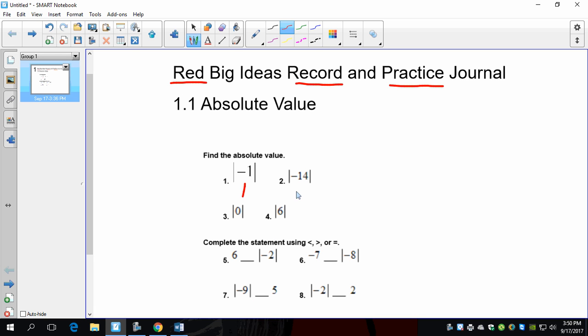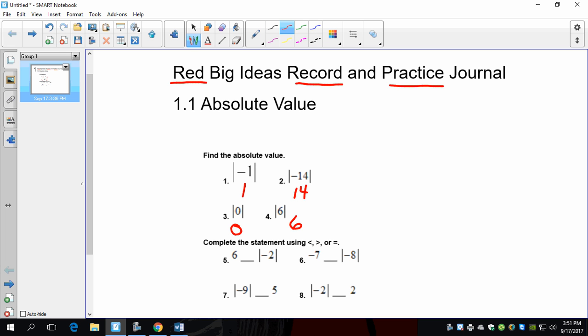The absolute value of -14 would be 14. The absolute value of 0 would be 0. And the absolute value of 6 is actually 6. So sometimes students will get in the habit of just doing the opposite. Absolute value is not the opposite.